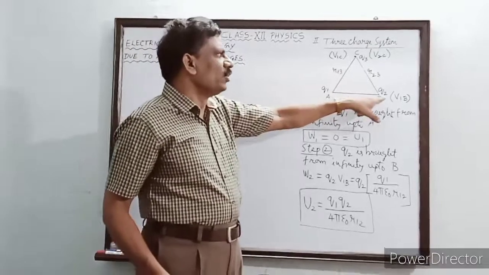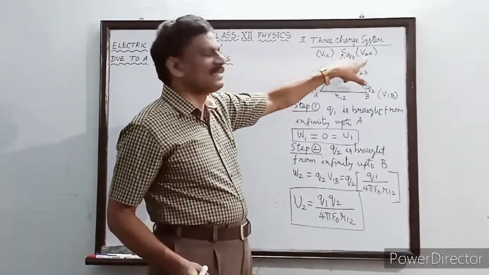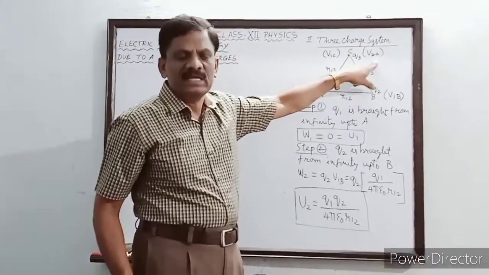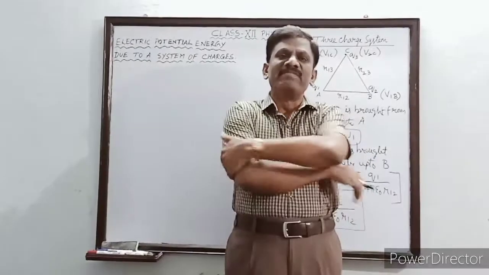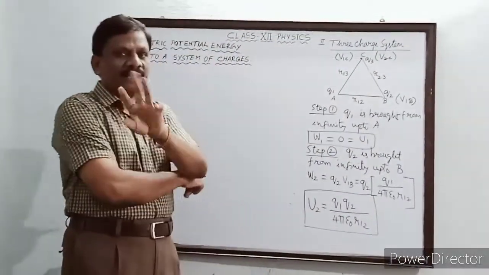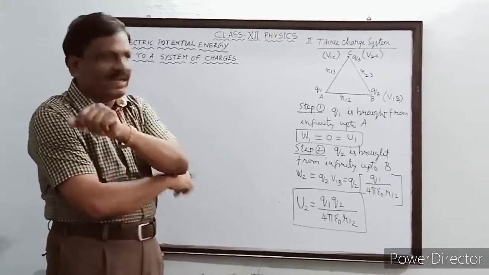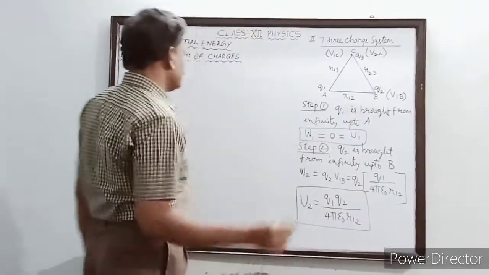And due to the presence of Q2, there will be a potential at the same point C, that is denoted by V2C. In such a situation, now Q3 coulomb is brought from infinity up to the distance C. Therefore, work has to be done against the electric field of Q1 as well as Q2. Am I right? So that is the step 3.